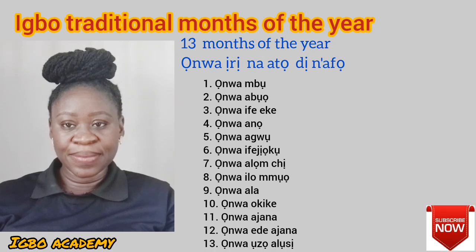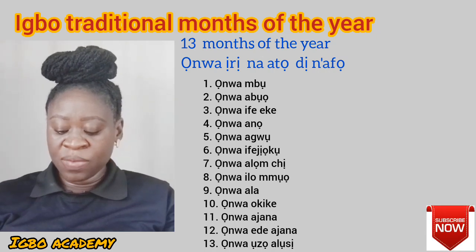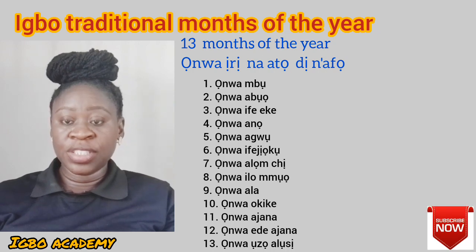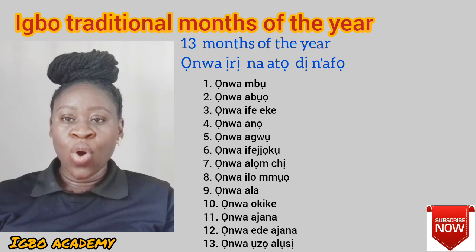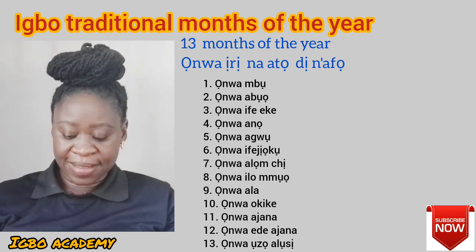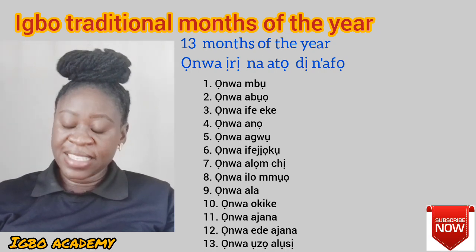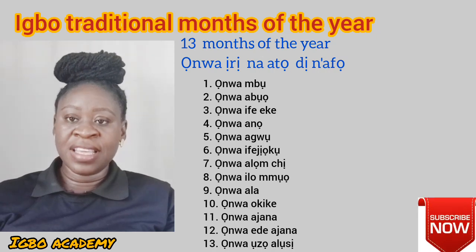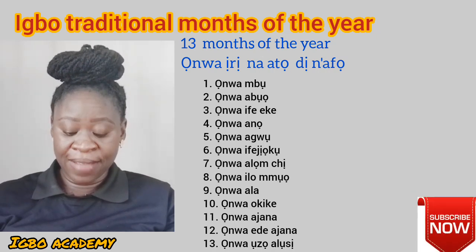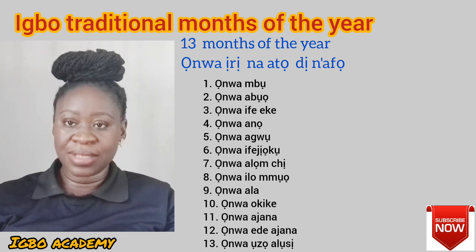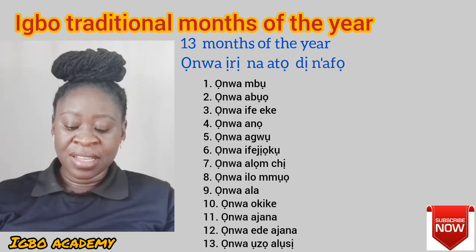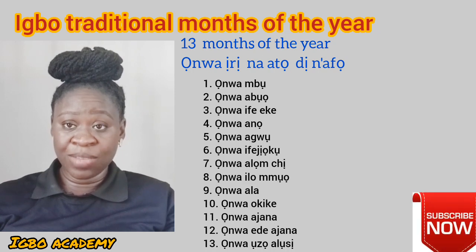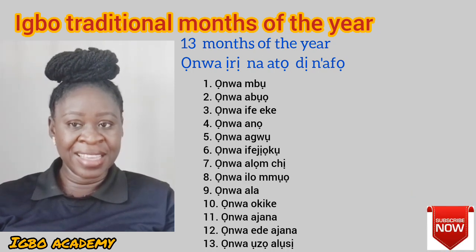The 12th month is ọnwa Ede Ajana. The 13th month, which is the last month of the year, is ọnwa Ụzọ Alụsị. So these months of the year, which are 13 in the traditional Igbo calendar, start from ọnwa mbụ.